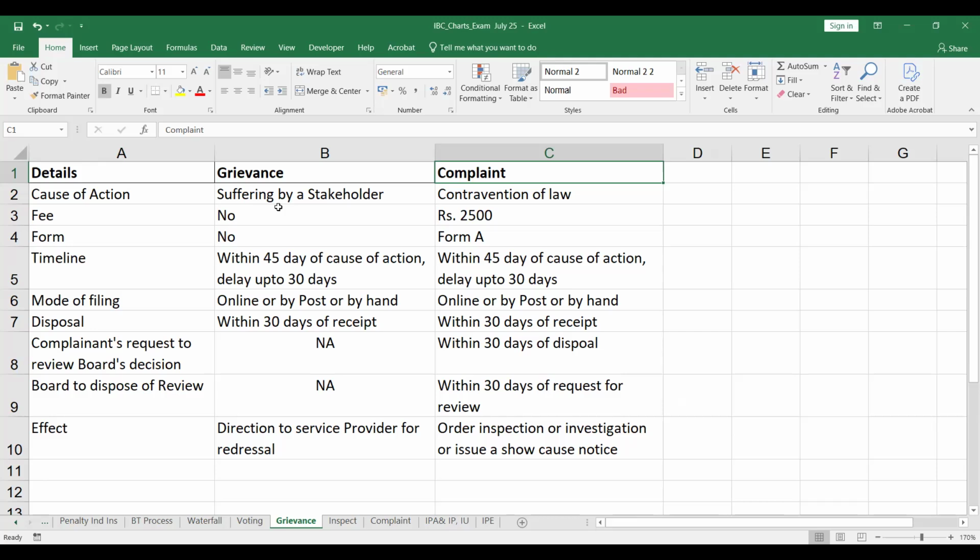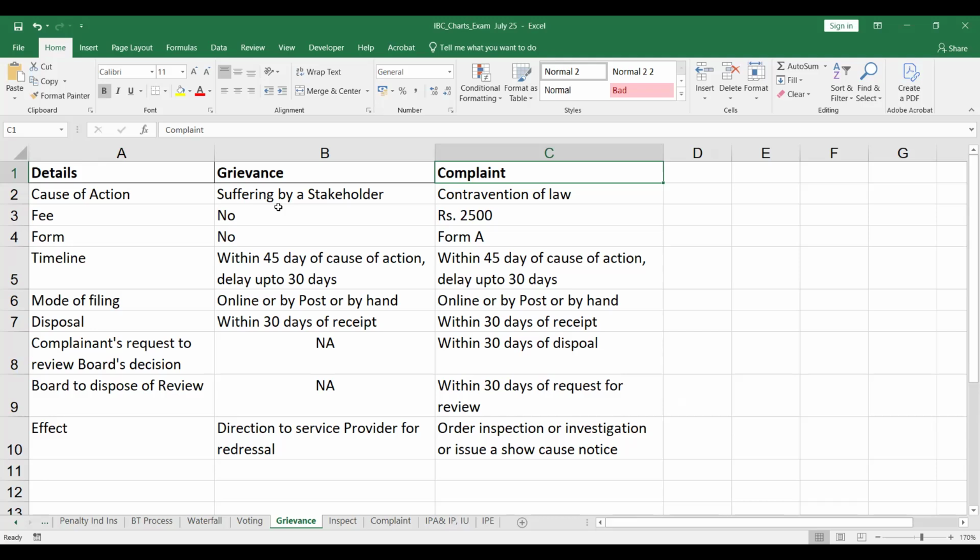Timelines: within 45 days of the cause of action, grievance has to be filed actually. So grievance has to be filed within 45 days of the cause of action, and delay up to 30 days can be condoned if sufficient reasons are there that this grievance or complaint could not be filed. Mode of filing could be online or by post or by hand. In both the cases, disposal shall be done of such grievance or complaint within 30 days of the receipt.